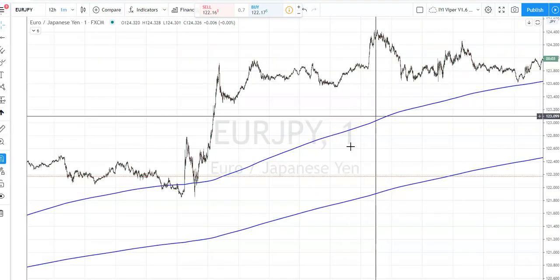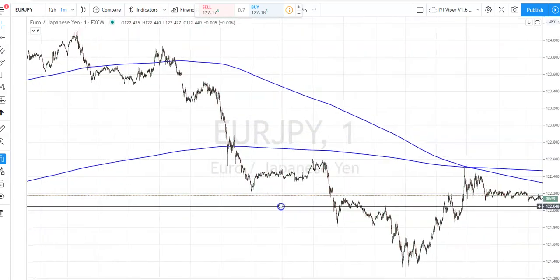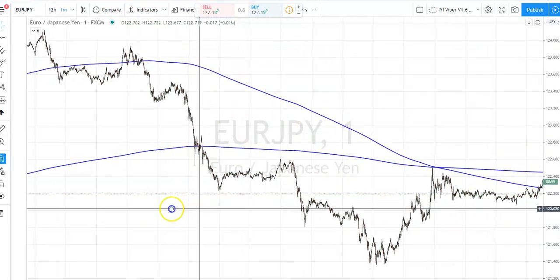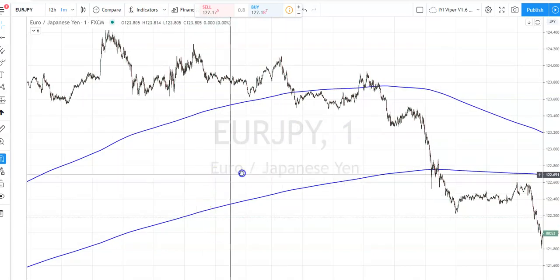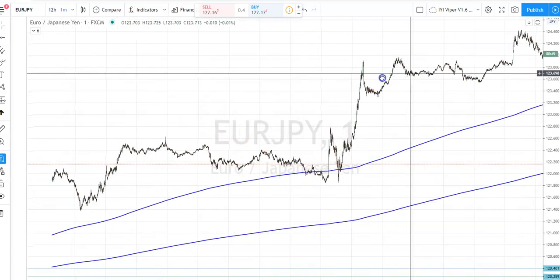So I just want to quickly look at the Euro Japanese yen. So here we were back here. You can see it's rolled over. The averages have rolled over. It's gone down. It's quite clearly in a downtrend there. So what I want to look at here is when we're in a strong trend, as we can do.